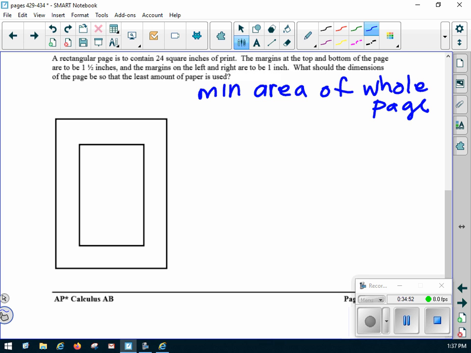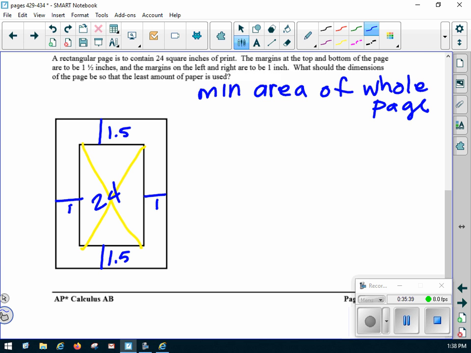Now here's what we know. We know that this area right here, and I'm going to do that in yellow so that I can write over it, I know that this area right here is how much? 24 square inches. I know that the margins at the top and the bottom are 1.5 inches. There's 1.5 inches, and there's 1.5 inches. I know the margins on the left and the right are 1 inch. Are we okay so far?